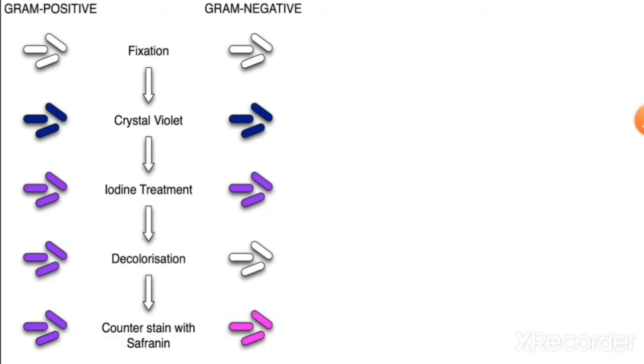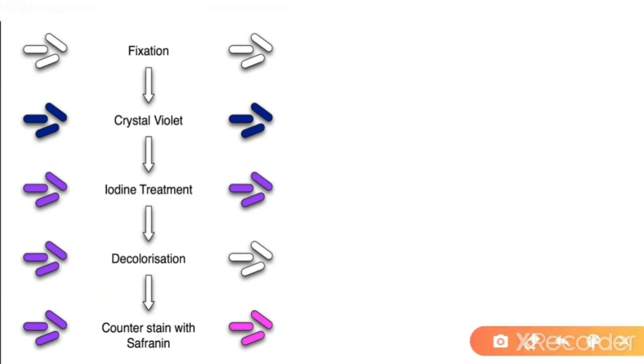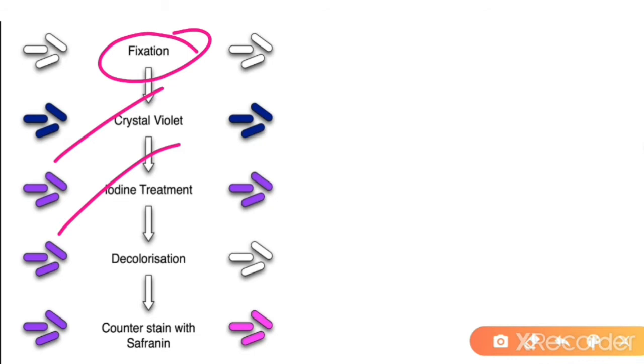Now we are going to see some staining techniques. First is gram staining. Here first we have to do the fixation of that bacterial culture on a slide. Then we have to apply crystal violet as a primary stain. We have to keep it for 1 minute, wash it, air dry. Then add gram's iodine for 1 minute, wash it, air dry.